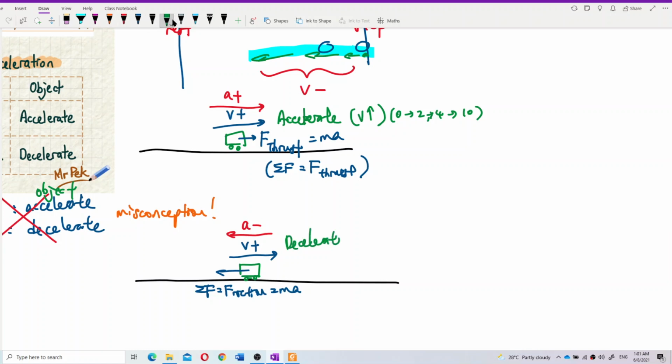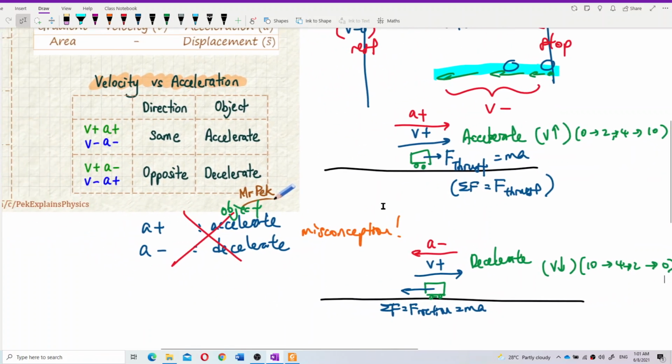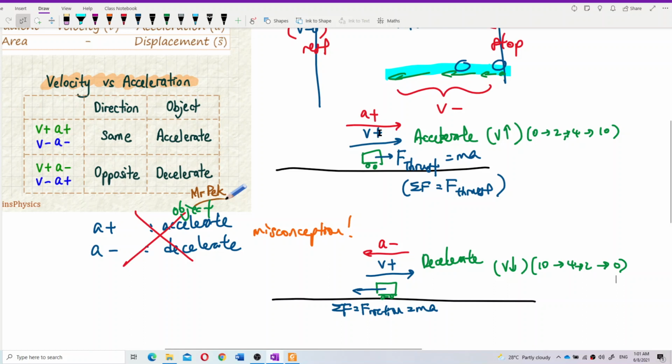Becomes slower and slower. That means velocity becomes slower and slower. So that means moving very fast becomes slower and slower until finally it comes to a stop. Understand? So what I can say is, if velocity and acceleration are in the same direction, they accelerate. But when velocity and acceleration are in opposite directions, it decelerates.